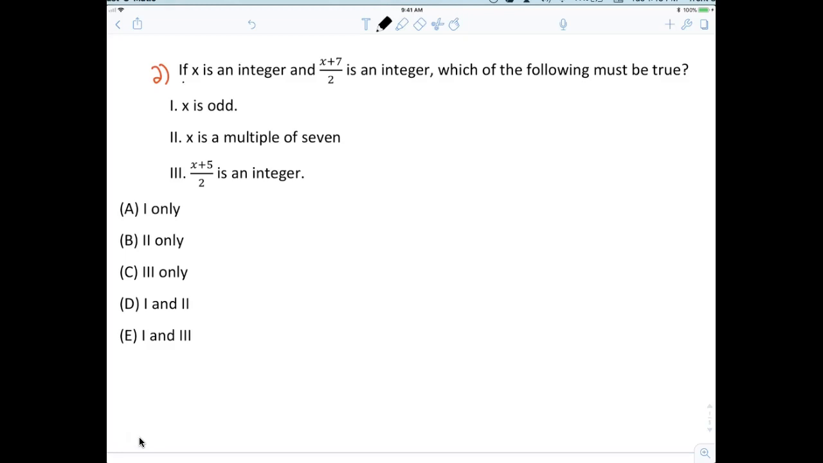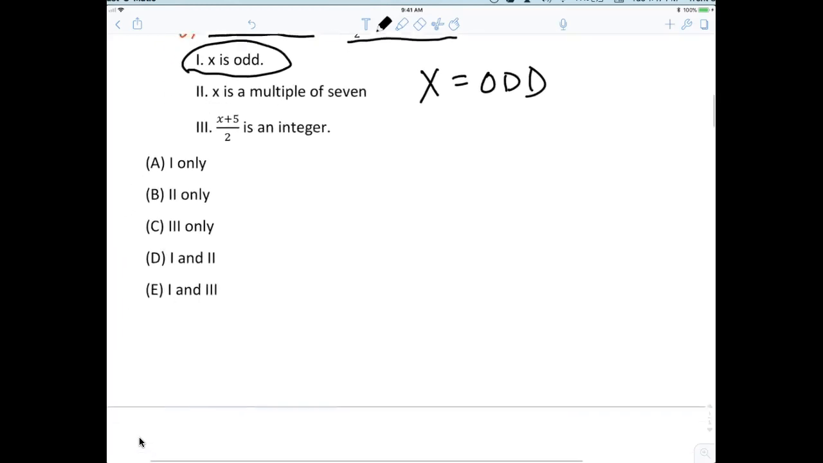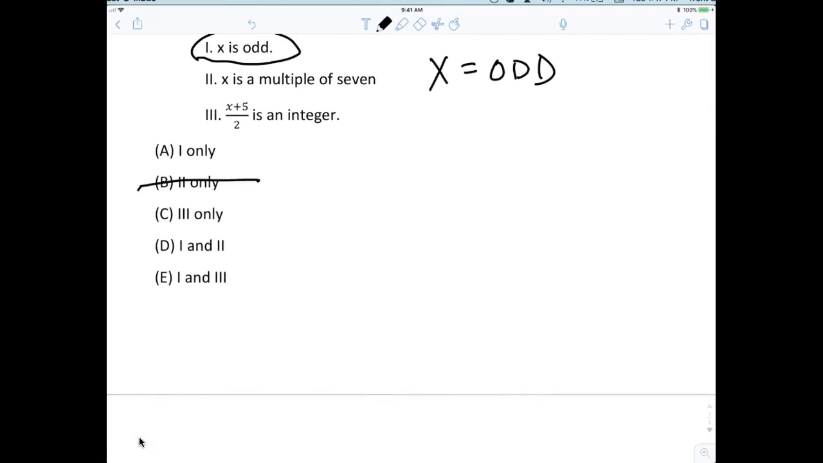All right, so now I need you to hear me. If x is an integer and x plus 7 divided by 2 is an integer, what does that make x? x has to be odd. Is everybody good with that? So I want everybody to put down x equals odd. Because if you let x be even, 2 plus 7 divided by 2 is not an integer. Is everybody happy with that explanation? So I know x has to be odd, so I know 1 is true. Now that I know 1 is true, I can cross out B and C.